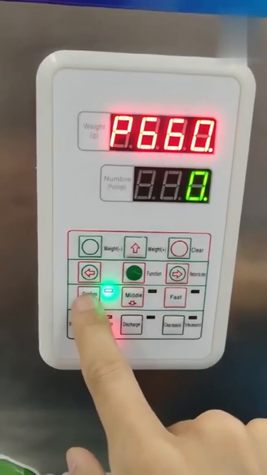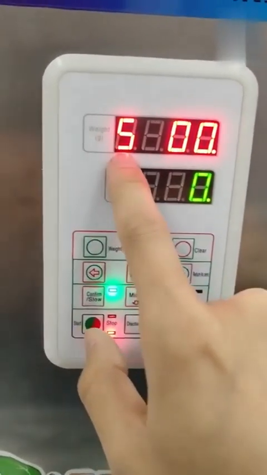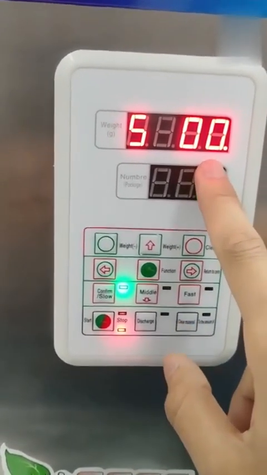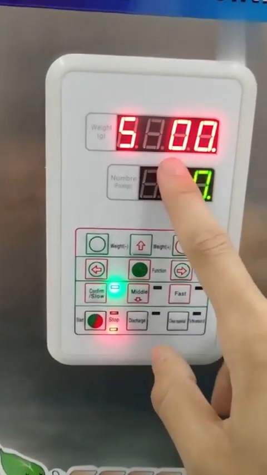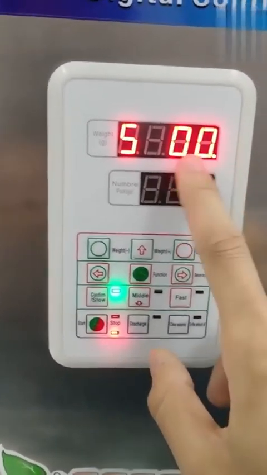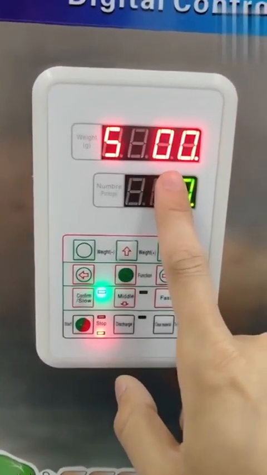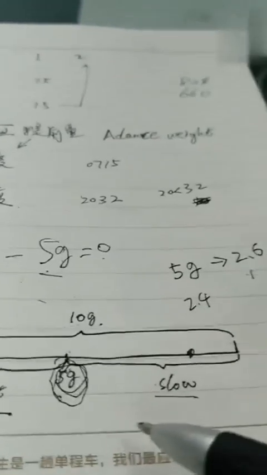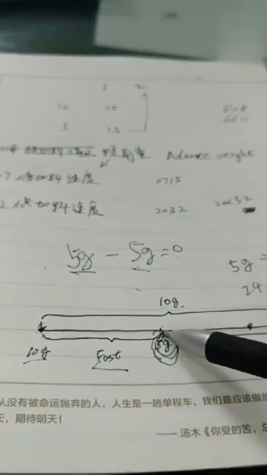660. Okay? Confirm. Now you see we're in the settings right now. There are a total of 13 different settings, but today we are just going to cover the settings that are only related to speed. Okay, so the first scenario is the advanced weight setting.